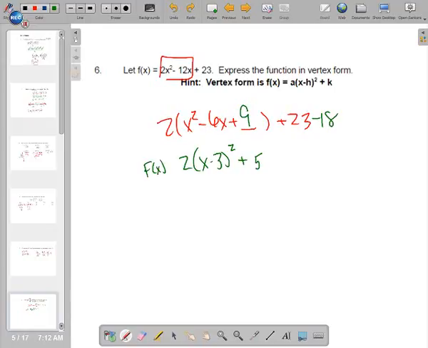So now my function is in vertex form, and I could tell you real quickly that this thing has moved right 3, up 5, so the vertex is at (3, 5).